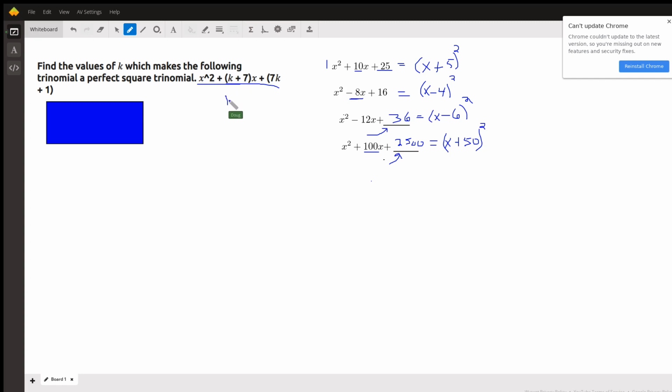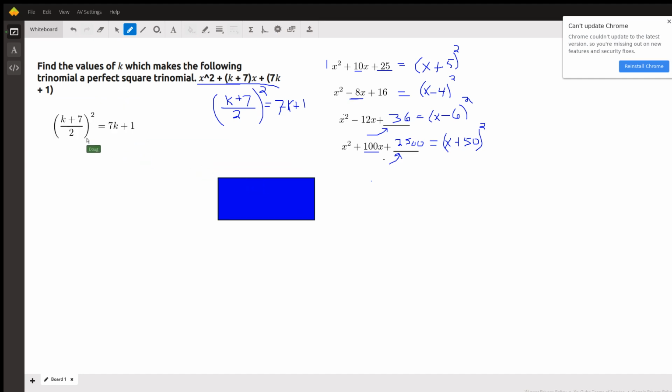Okay, so in order for this to be a perfect square trinomial, we have to be able to take half of that k plus 7, which would look like this. There's half of k plus 7. If we square that, we should get the constant term, which is represented by the algebraic expression 7k plus 1. Okay, so that's what we've got here. We have to solve that equation for k.